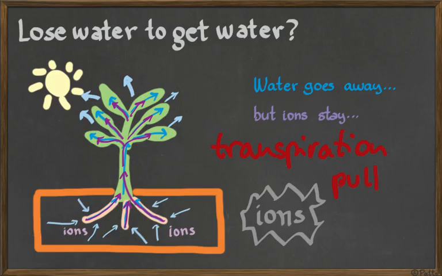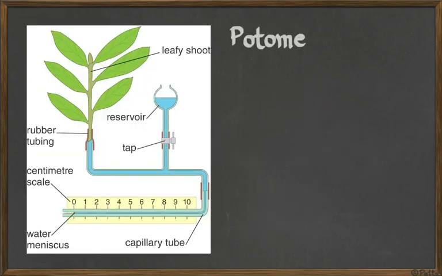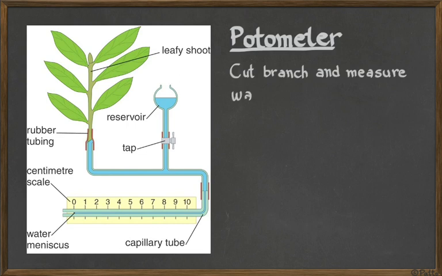Transpiration pull. This allows the plant to lose water, to gain water and ions. It is the main transport mechanism of the plant. And we can investigate that. In the lab, we can actually see how much water a plant is losing, how much a plant is transpiring.